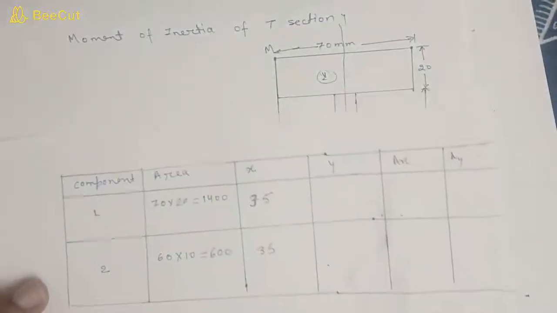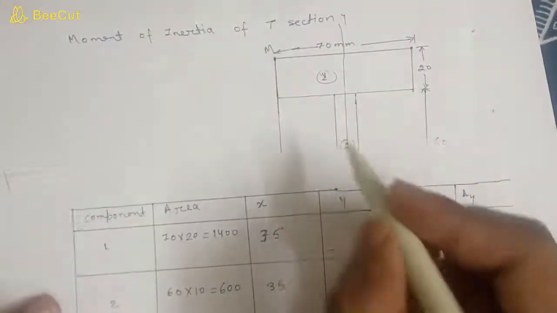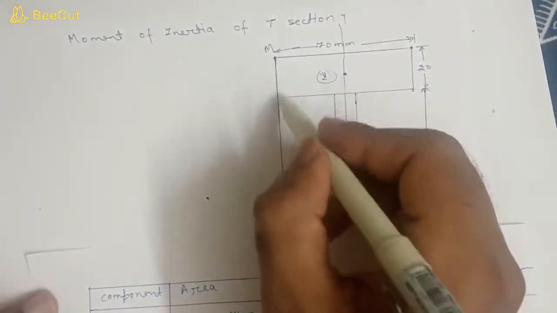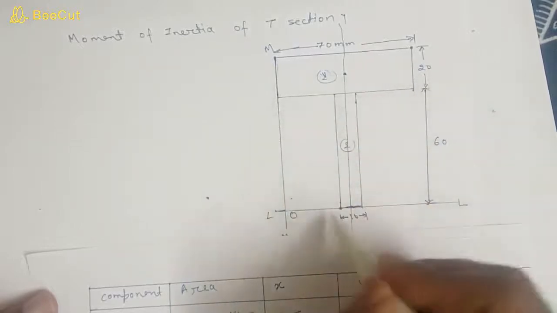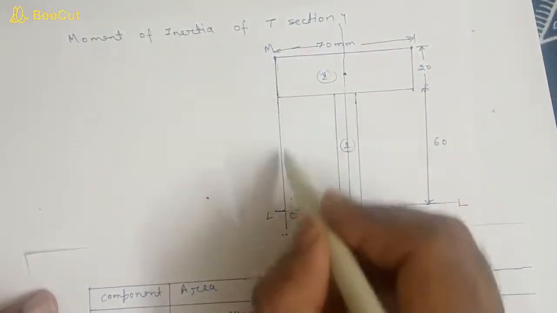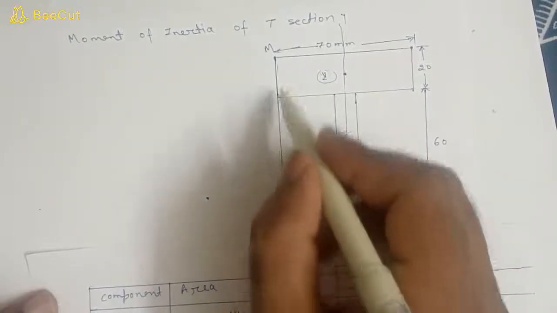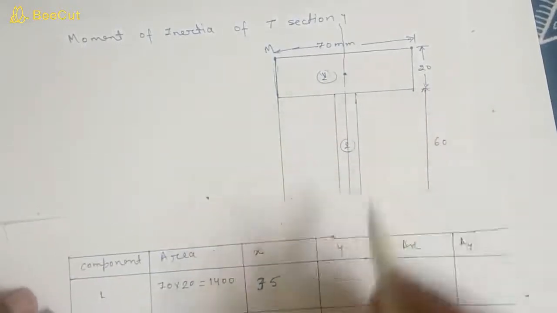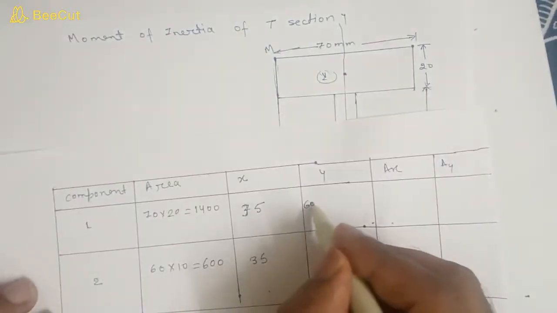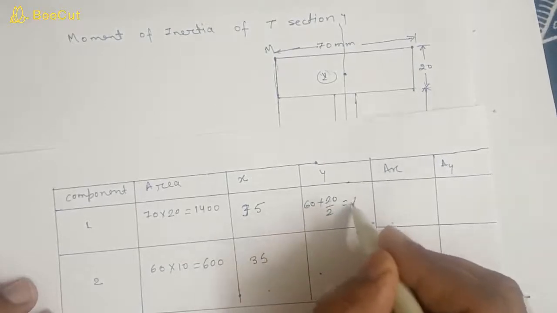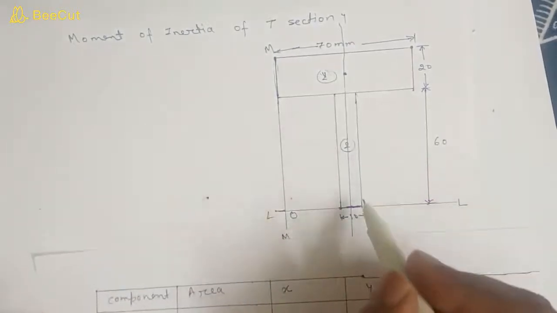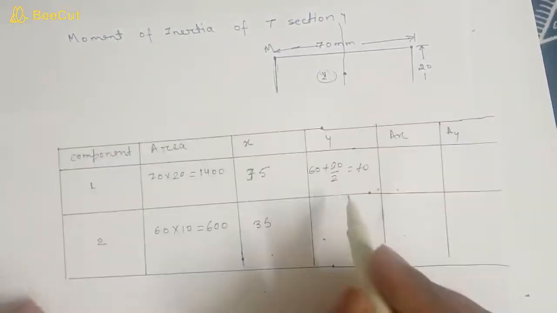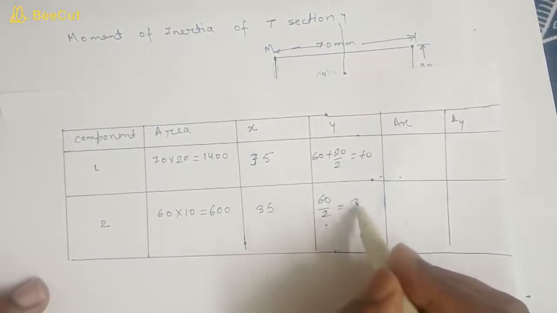Then what will the y coordinate be? The y coordinate of the centroid of this rectangle will be located at the midpoint of this 20. If we measure from here, the total height is 60, plus the midpoint of this, which is 20 divided by 2. So 60 plus 20 divided by 2 gives 70 mm. And for component number 2, it will be the midpoint of the total height, which is 60. So we get 60 divided by 2, so we will get 30 mm.